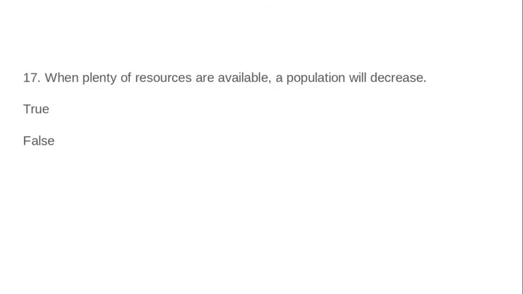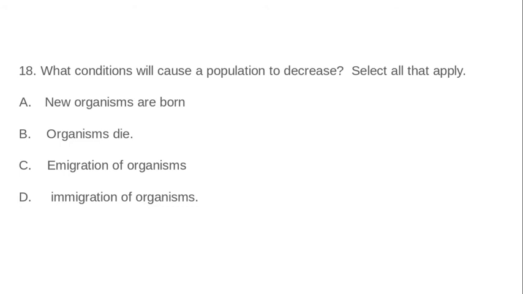Question 17 is true or false. Again, pause it if you need time to copy the sentence. When plenty of resources are available, a population will decrease. Is that true or false? The answer is false. 18. What conditions will cause a population to decrease? And we're going to pick two. A population is going to decrease when organisms die and when there's an emigration of organisms. So don't just write down B or C. Please write down these two answers.